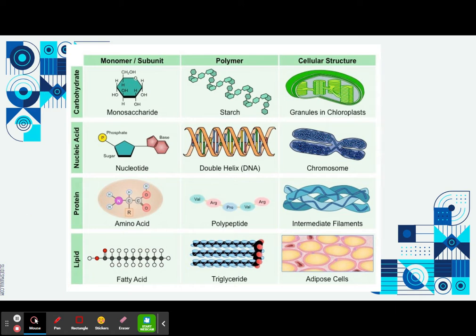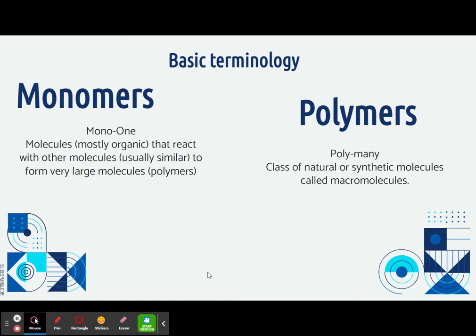Okay, so that gives you a picture of the four basic ones we're going to talk about. Three of them we're going to really get in depth, and nucleic acids we're going to talk about, but we're not going to get in depth with them until we get into genetics. All right, so basic terminology. Every one of these is made up of a monomer. A monomer is the smallest molecule. So we put the monomers together, one unit of whatever this is: an amino acid, a simple sugar, a nucleotide, a fatty acid.